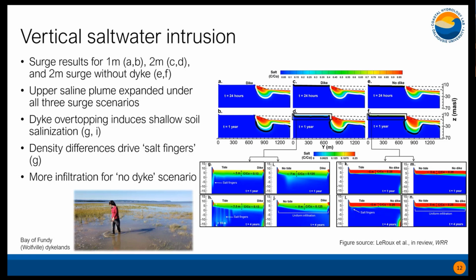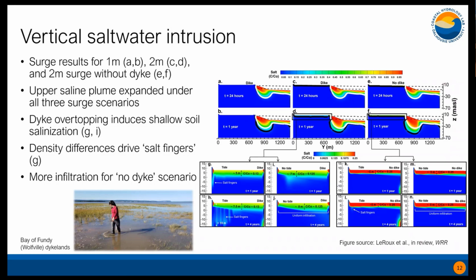And similarly, for the 2 meter surge with the dike removed, we saw similar findings. Salt fingers didn't develop quite as quickly for the simulation with the dike removed. This is probably because there was a higher concentration of saline water that infiltrated behind the dike, shown here. And we also saw very uniform infiltration in the shallow zone without the tide in place.